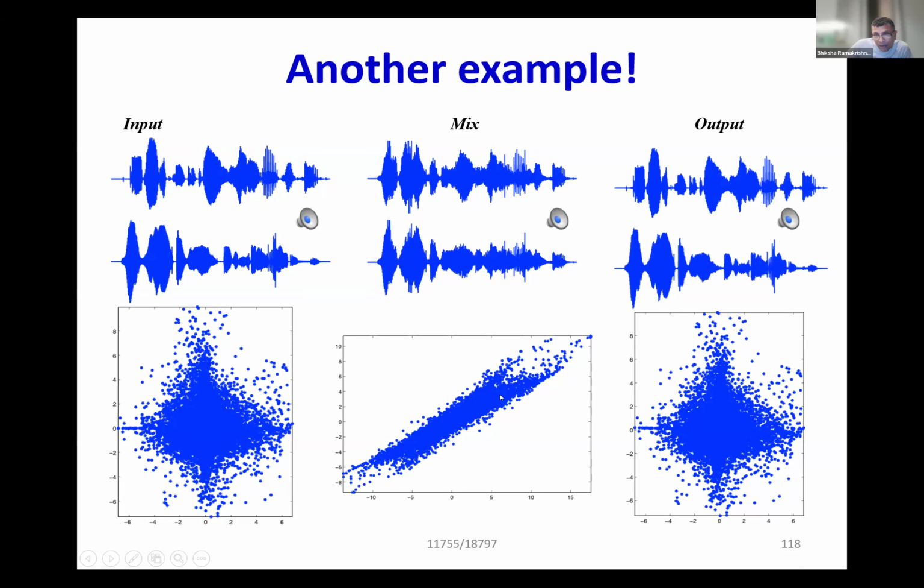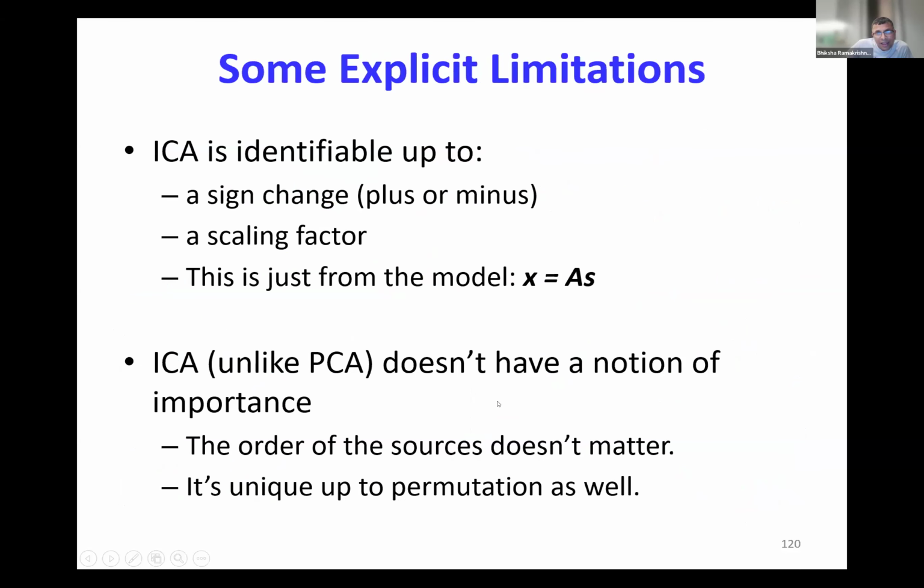So ICA will restore the scatter, right? There's one issue with ICA. If I flip the signs, if I just invert the signal, you're not going to know. You're only looking for statistical independence. So if I scale one of the signals by some factor, you're not going to know.